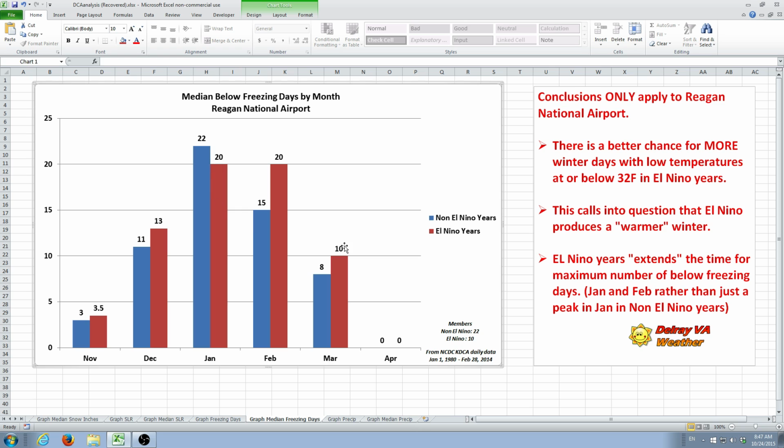The other thing that you can see from the graph is that the El Nino years extend the time for the maximum number of below freezing days. January and February in El Nino years have about the same median number of below freezing days, which is 20, while the non-El Nino peaks in January at 22, but has substantially less by February. So again, this is really showing that El Nino, at least at Reagan National Airport, does not mean a warmer winter.